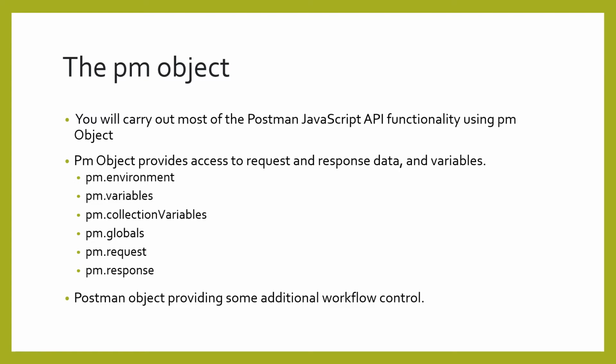Some examples of this pm object are pm.environment, which gives us the ability to get and set different environment variables. It can also access local variables in your script. You can update global variables using this pm object, and it also gives you the flexibility to access the request and response objects. Along with the pm object, there is one more object which you will use, the postman object, and it also provides some additional workflow control which we are going to see in later sections.